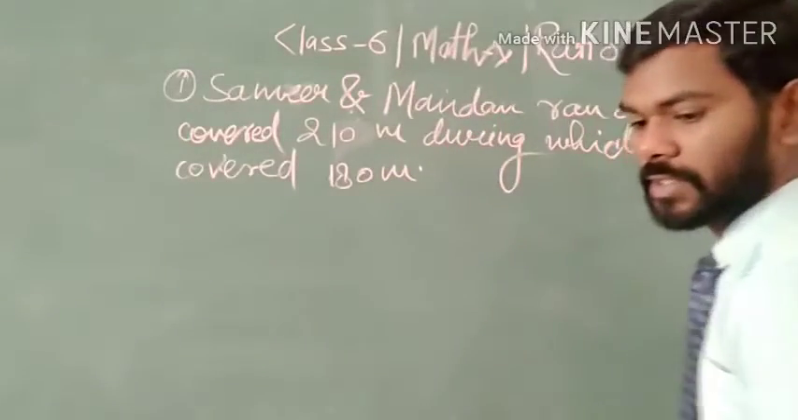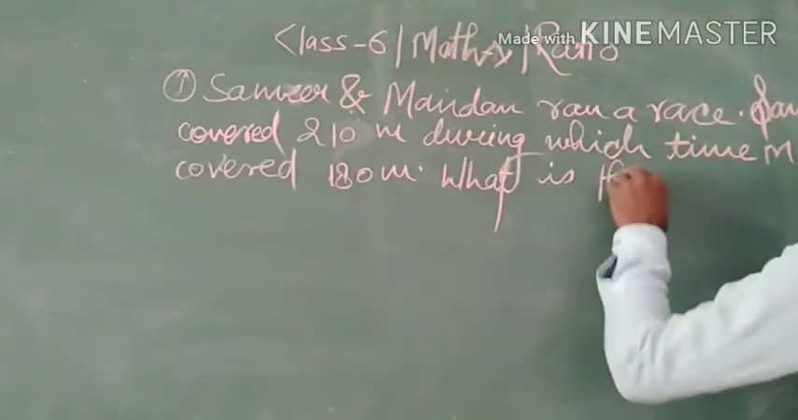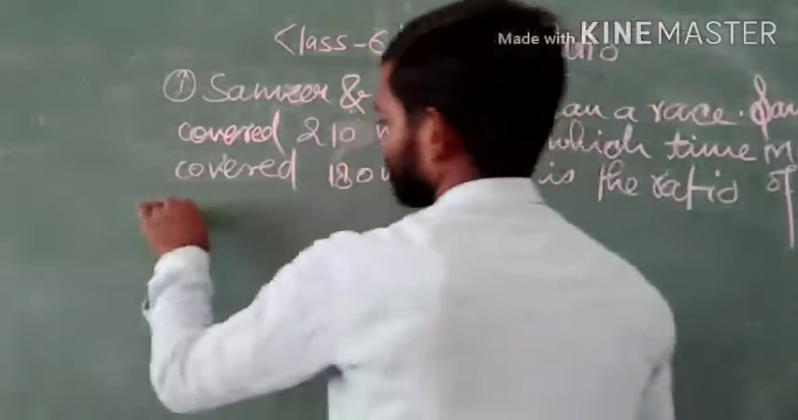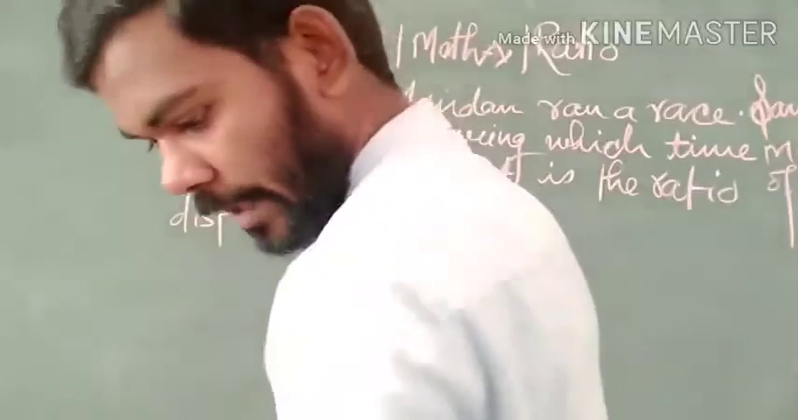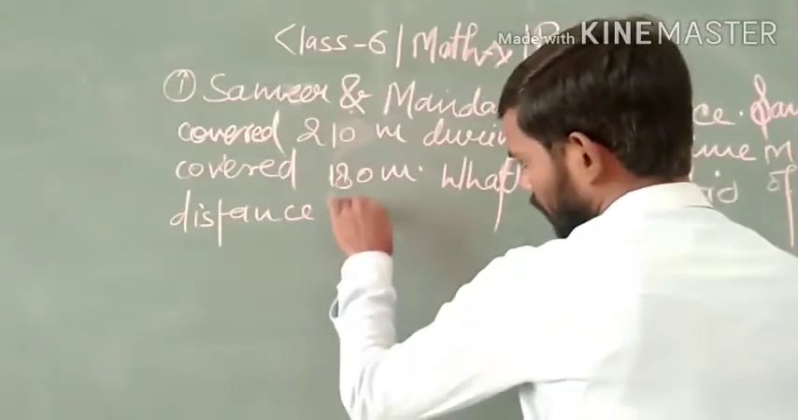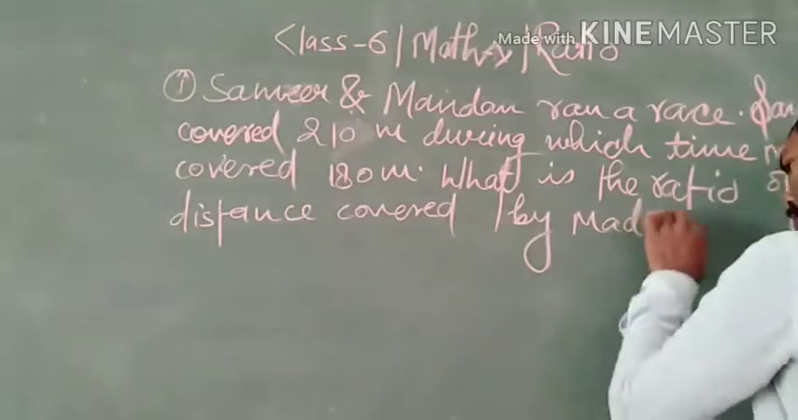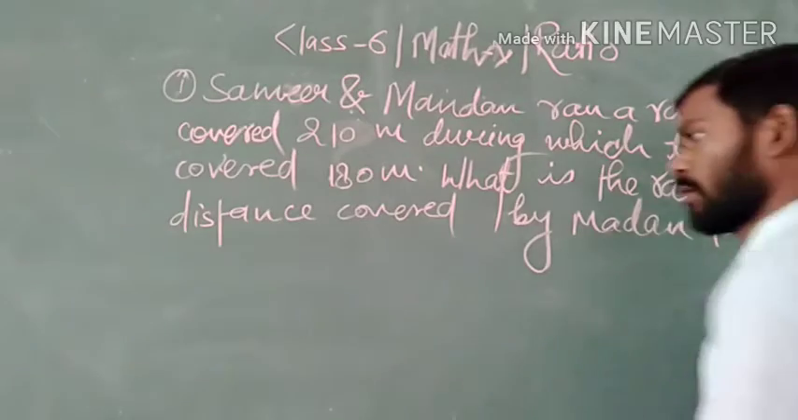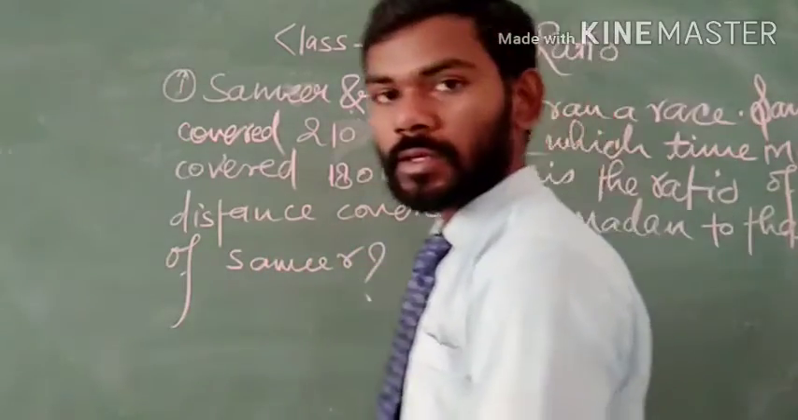What is the ratio of the distance covered by Madan to that covered by Samir? This is the given problem.